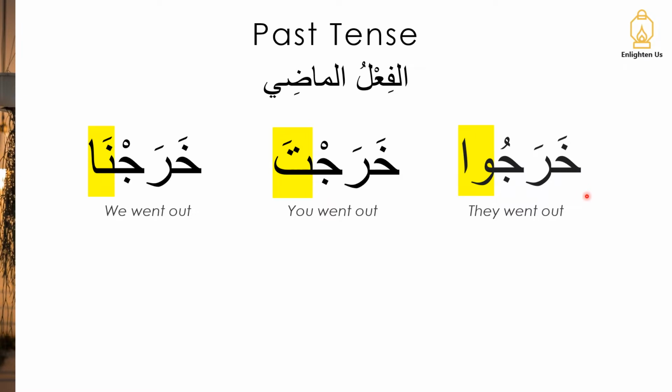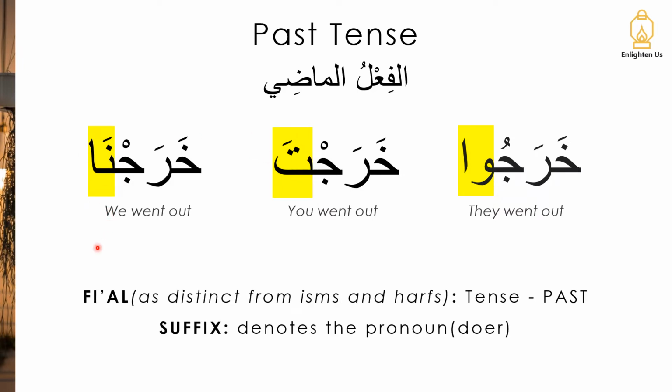across all three words. You'll then notice that in each word the suffix is different. Why is this? Well, it's because we're looking at a fi'l, we're looking at a verb. A fi'l is distinct from an ism and indeed from a harf in that it has a particular tense, it occurs at a particular time. So in this lesson we're looking at the past tense specifically.